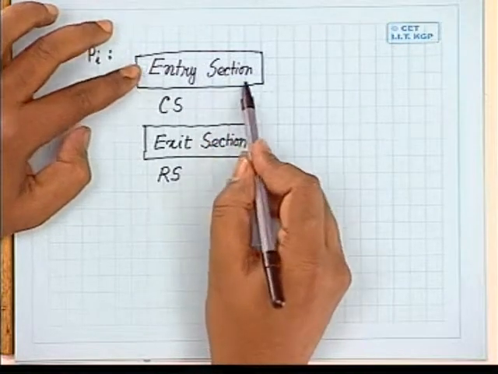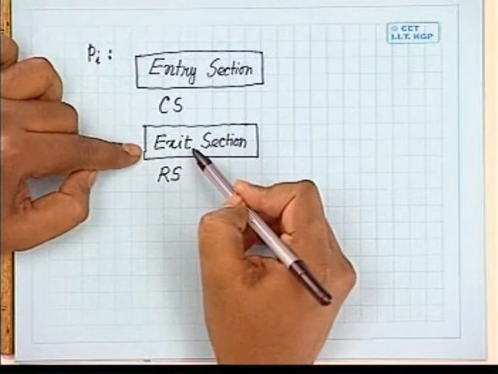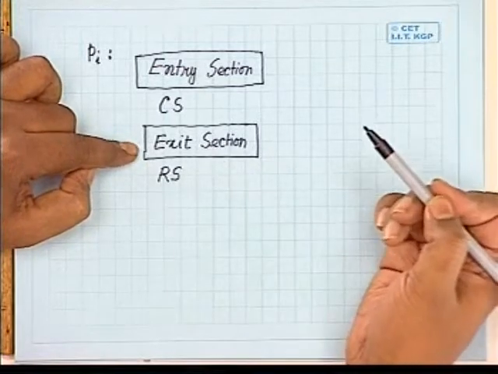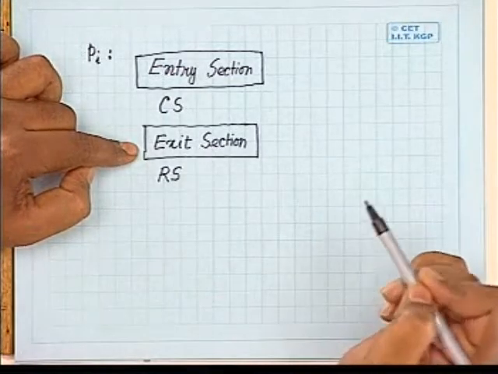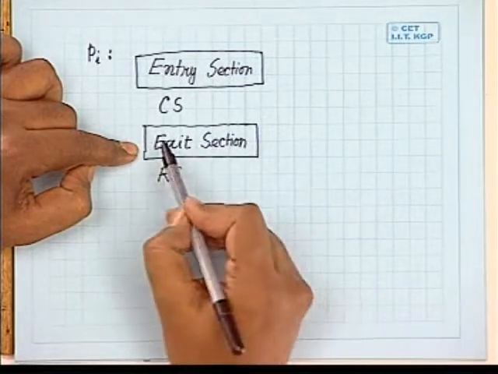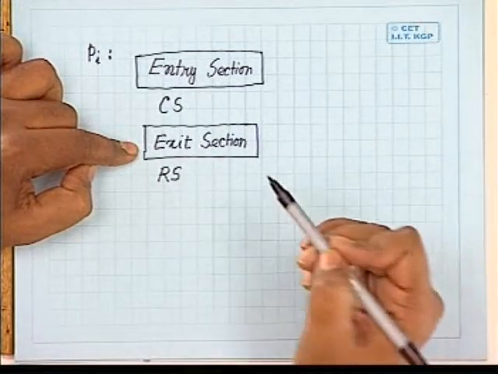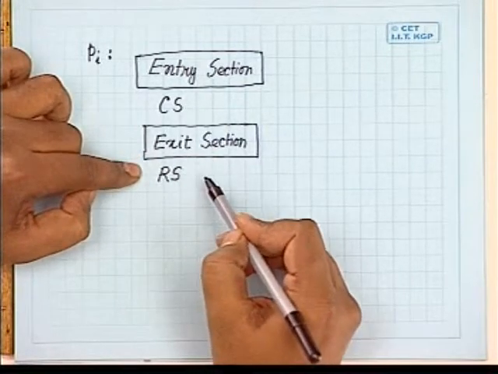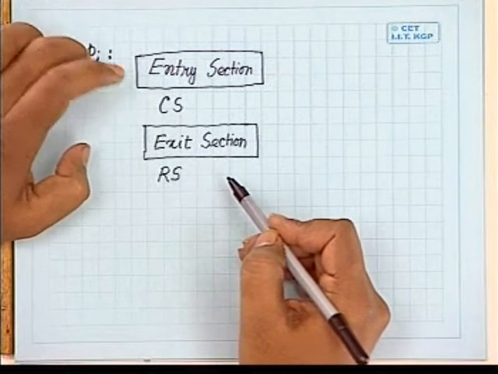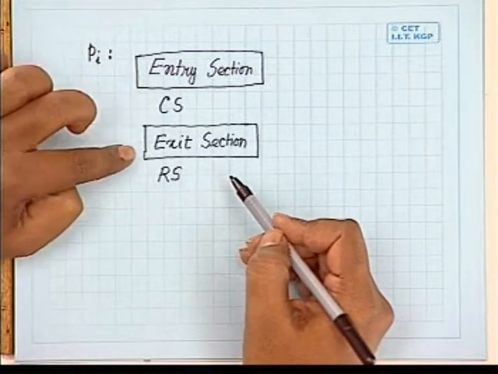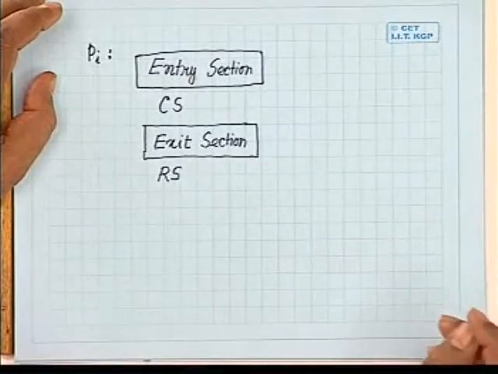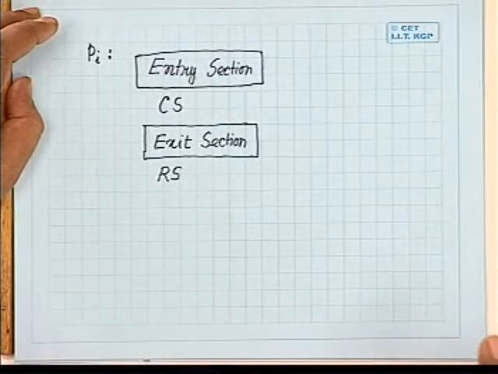Similarly, whatever locking you have done in the entry section must be undone in the exit section, so that other processes willing to enter the same critical section can get access to it. Because if it is not undone, then no other process will be able to enter the critical section. And the part of the code which is neither part of the critical section, nor the entry section, nor the exit section is called the remainder section. So this should be the usual structure of any program employing a critical section.